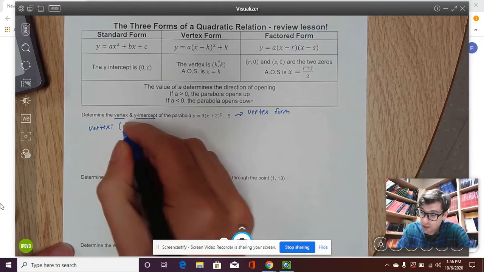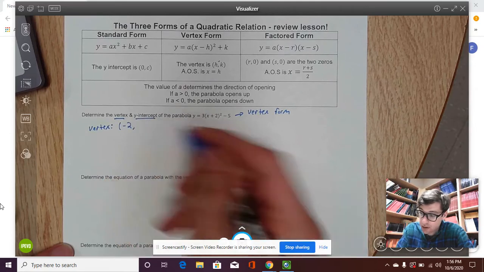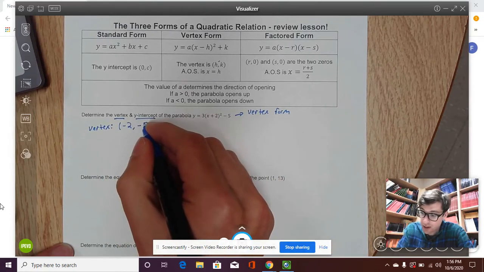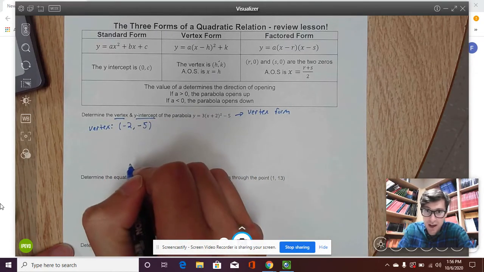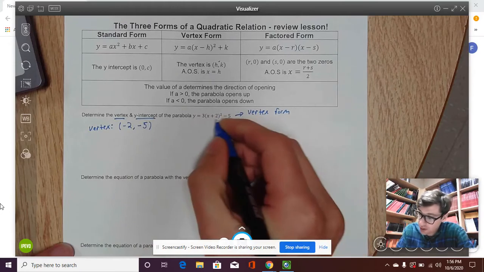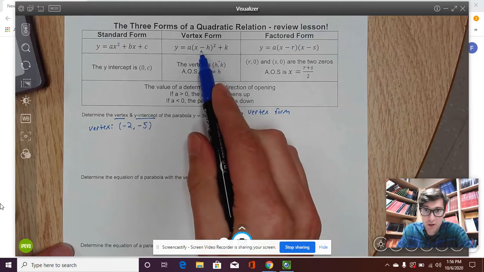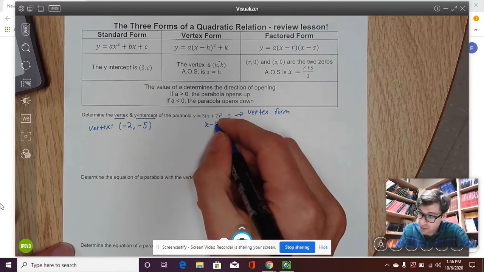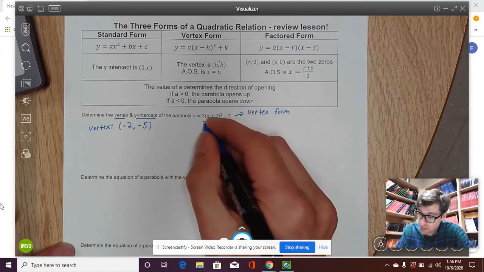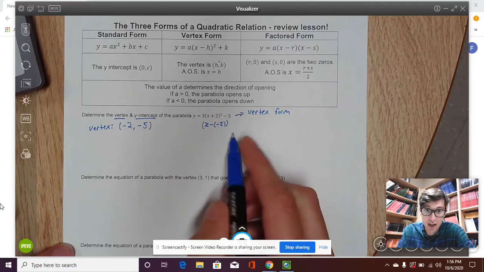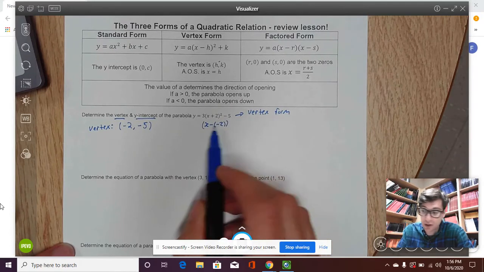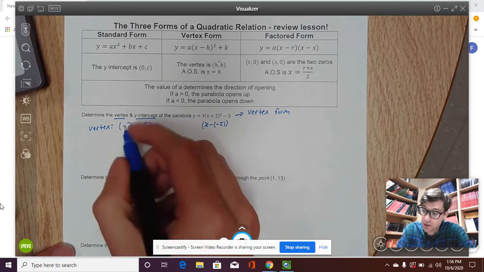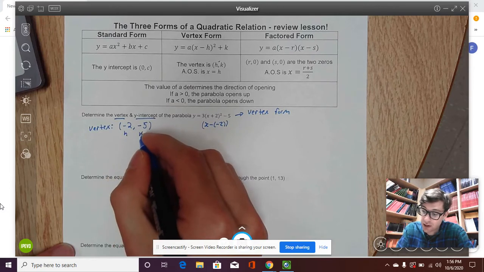I flip what's inside the bracket, so it becomes a -2, and I don't flip what's outside, so my vertex is (-2, -5). What this is really showing is, remember our pattern is x minus h, so what this really is is x minus -2. That's why the h value is actually -2, so my vertex is (-2, -5). My vertex is always (h, k).